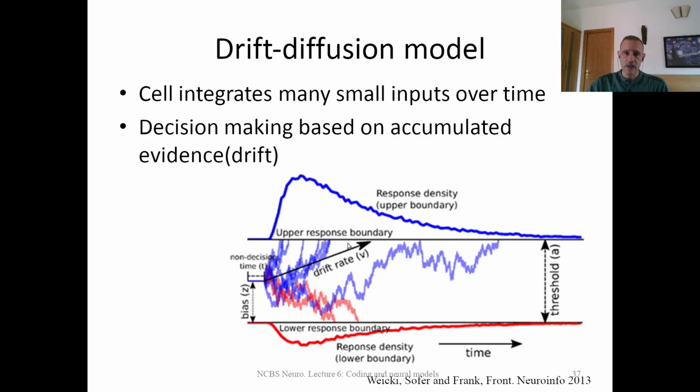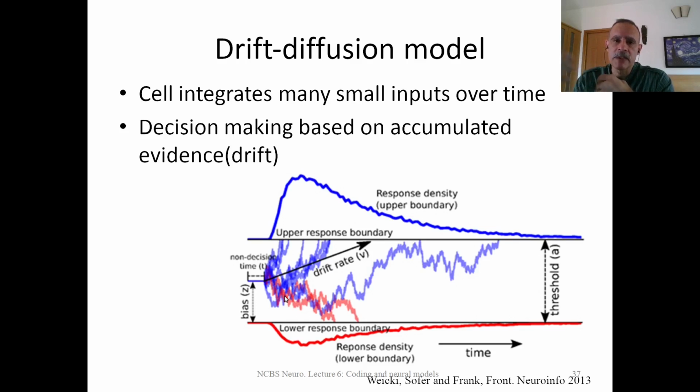The upper response boundary is the threshold for firing, you can imagine, and this is just the minimum potential that the cell reaches. So this is the drift diffusion model, and the reason why this is interesting is that you can think of it as allowing a cell to do decision making based on accumulated evidence over time.